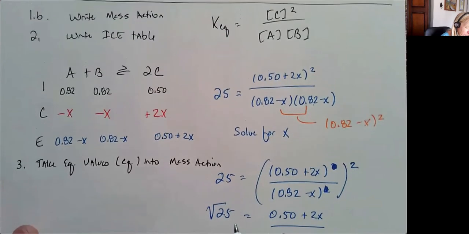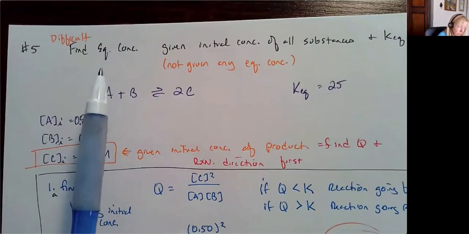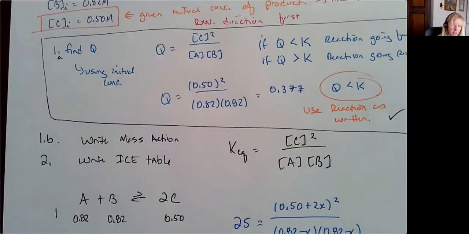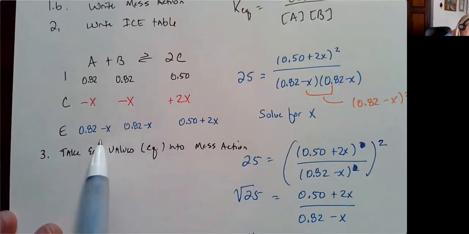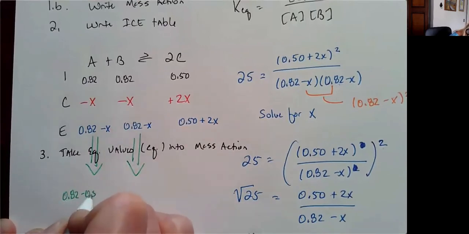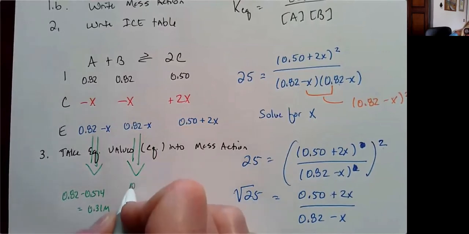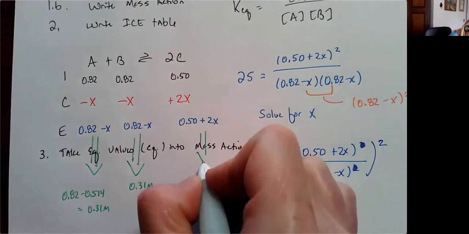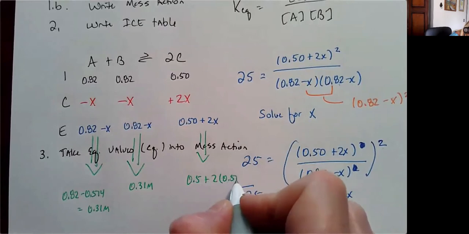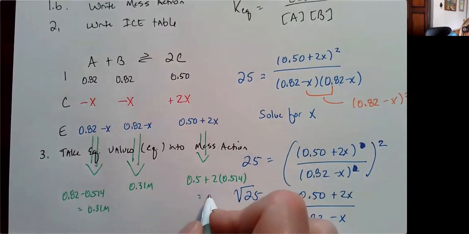So now I need to go back up, because remember, my original goal is that I'm looking for the equilibrium concentration of all the substances. So I'm going to go back to my ICE table and find my equilibrium concentrations. So this one here, and these are going to be the same. So this is going to be 0.82 minus 0.514, and that's going to give me 0.31. So this is going to be the same. And then this is going to be 0.5 plus 2 times 0.514, and that's going to give me a value of 1.0 molar.